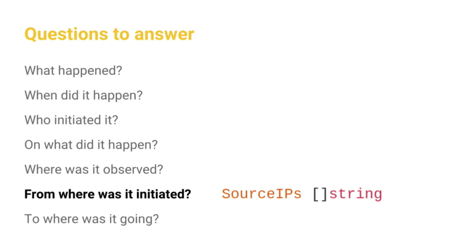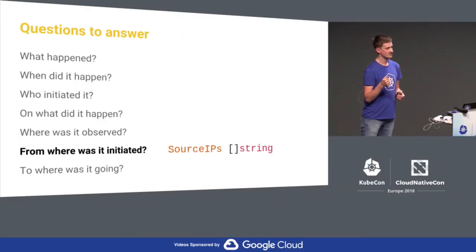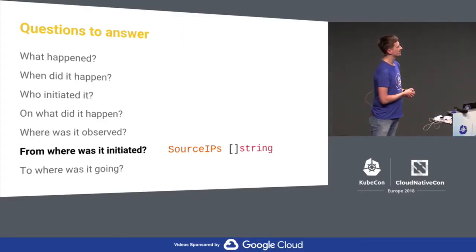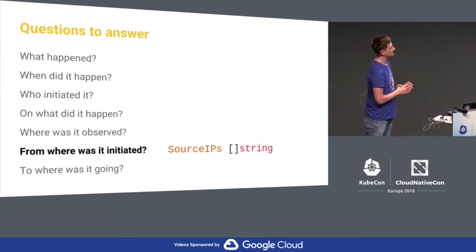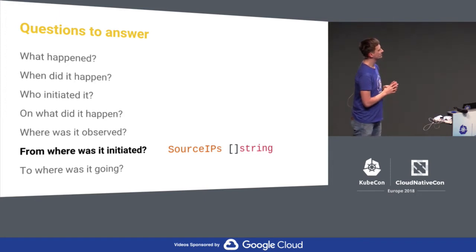From where was it initiated? So we have a list of source IPs. It contains the original IP address and all proxies. Here, actually, we have one problem. There's a possible attack vector.